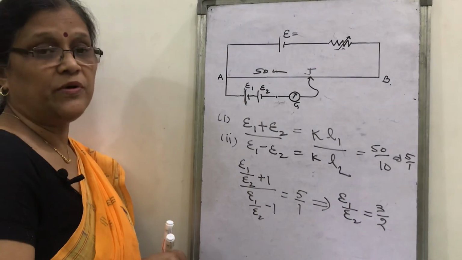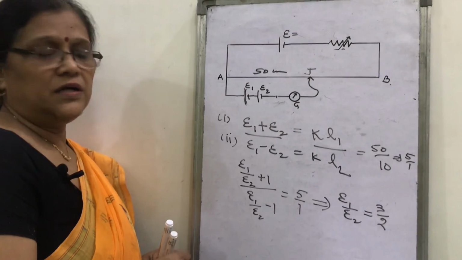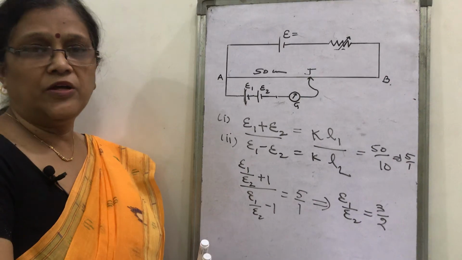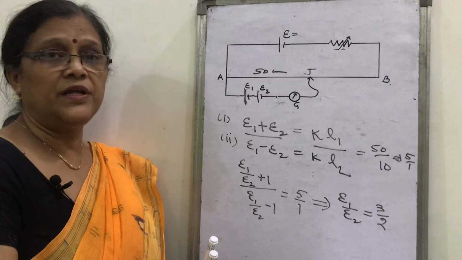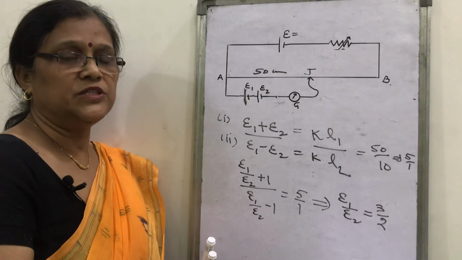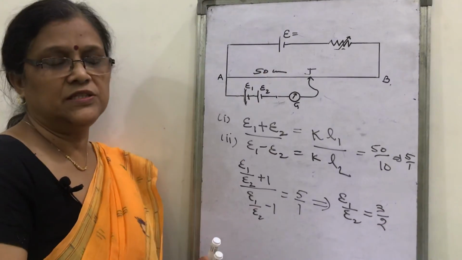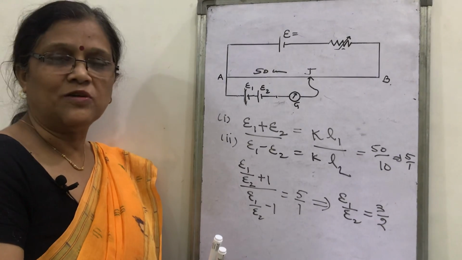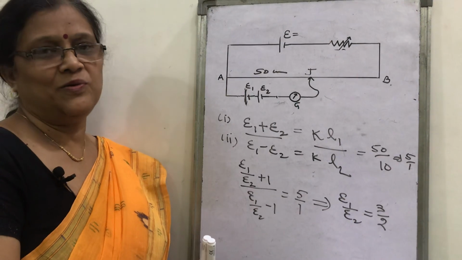So in this way you have to calculate E1 by E2. Now in this way you have to solve the questions, and read the question carefully, how the null point will shift, how the potential gradient will change, how the resistance is changed. So I think you will be able to solve the question. See the language of the question in the description. Okay, thank you.